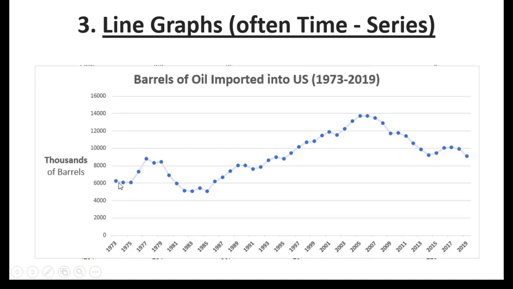imported 6,000 barrels, or otherwise known as 6 million. I always love the word million. It literally means 1,000. So 6 million barrels were imported in 73 and 9 million barrels were imported in 2019.